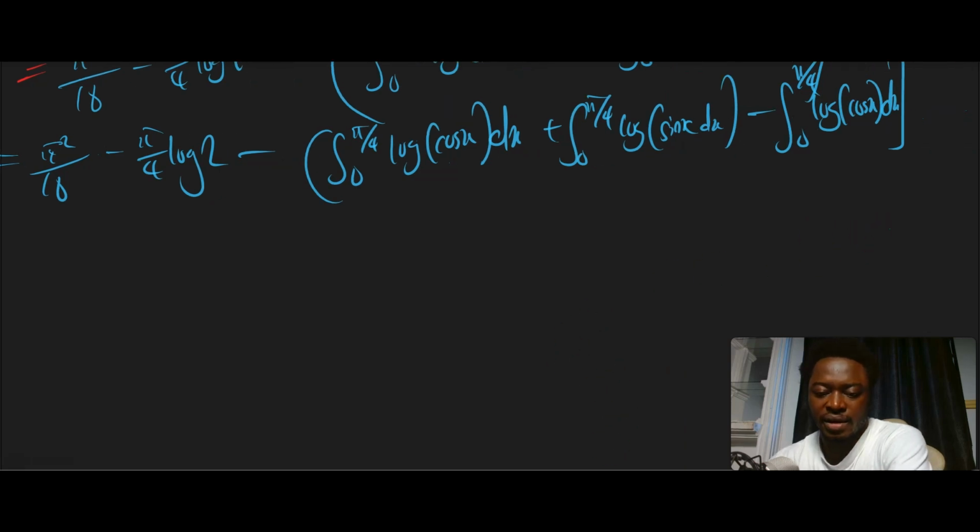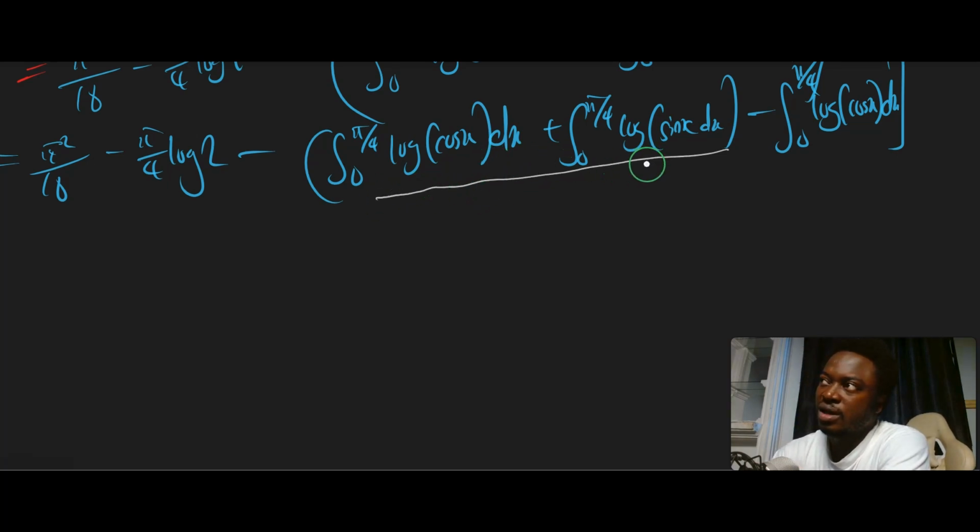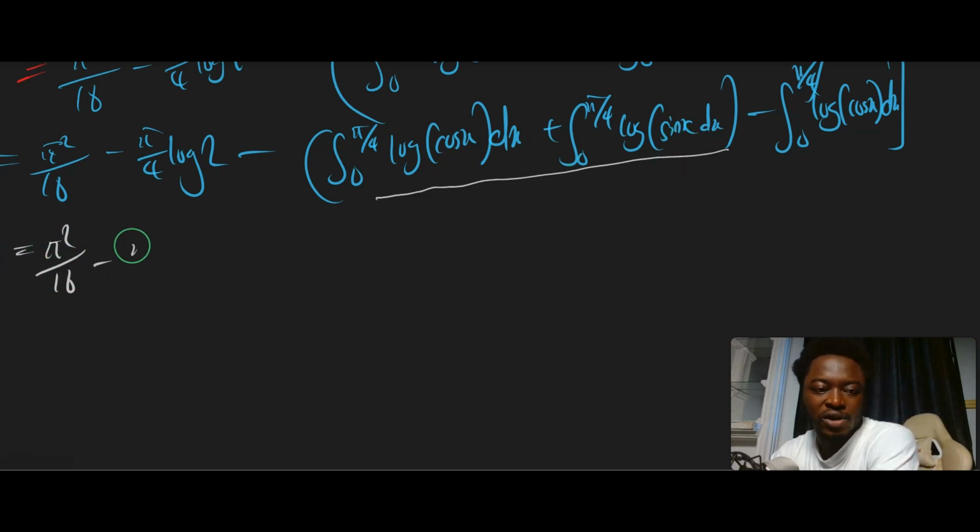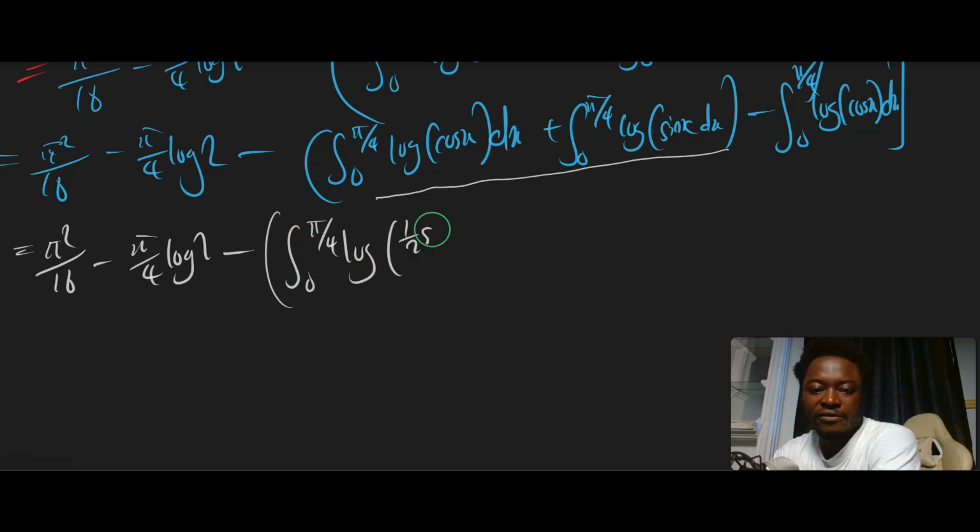Okay, now we have a math rule here. Observe that we can still do something here though. Notice that we can combine these two together to get the logarithm of sine x cosine x, which is going to be half of a logarithm of sine 2x. So you can write it as pi squared over 16 minus pi over 4 log 2. Then you subtract, and you get the integral from 0 to pi over 4 of the logarithm of half of sine of 2x dx.